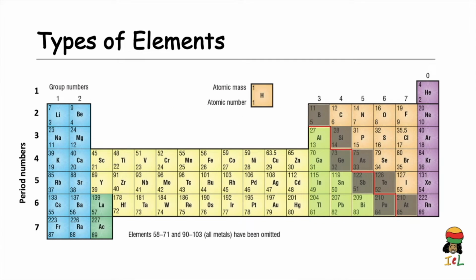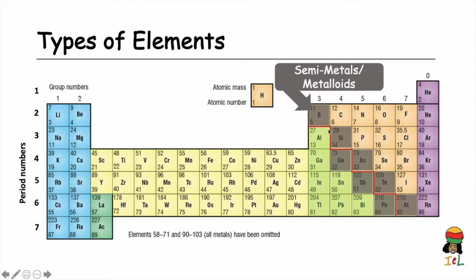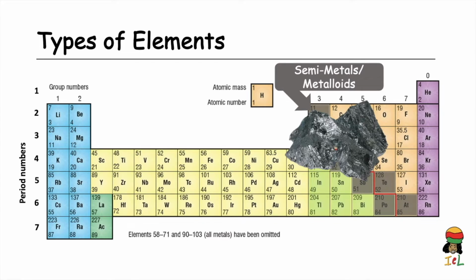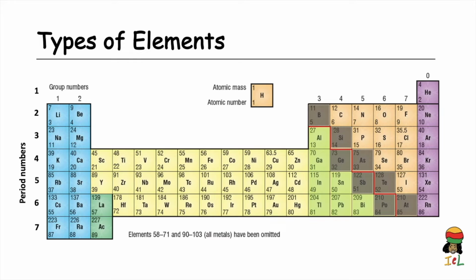Bordering the boundary mark are 8 elements in gray. These are the semimetals, also known as metalloids. The 8 metalloids are boron, silicon, germanium, arsenic, antimony, tellurium, polonium, and astatine. The metalloids have properties that resemble both those of metals and nonmetals. For example, silicon is lustrous or shiny like a metal, but brittle like a nonmetal. All other elements in the periodic table are nonmetals. That is a section in orange as well as purple.